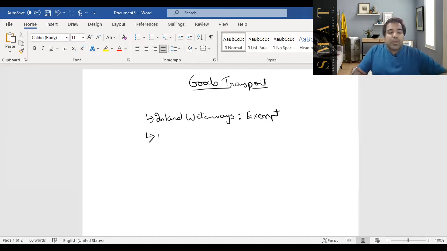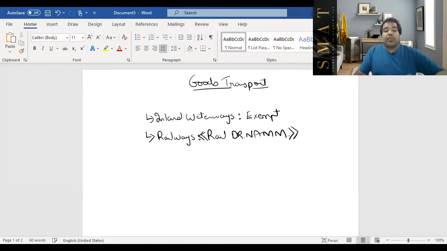Next, guys, if you're transporting goods by railways, another really good thing, railways basically means you're not spoiling the environment, you're not using a lot of petrol, diesel, etc., and you're using public transport. So railways will be exempt only if it is Rail Dr. NAM. This is a shortcut to remember, guys. Only if it is Rail Dr. NAM, only if it is these products will it be exempt for railways. So is railways exempt? Yes, railways is exempt only and only for these products.